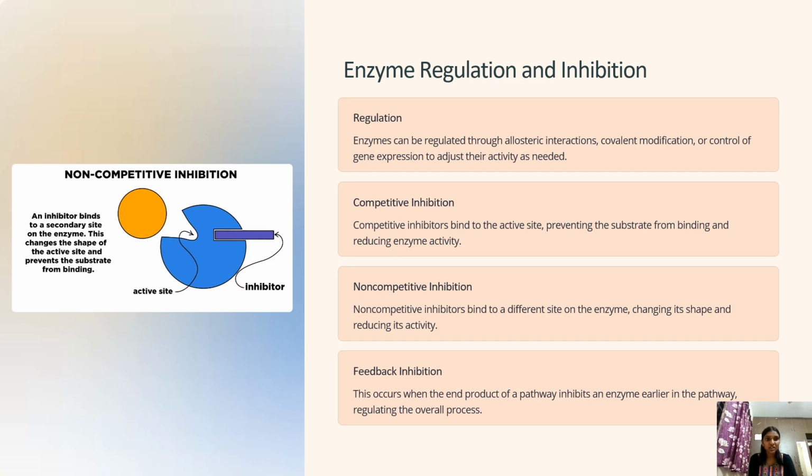Non-competitive inhibition: the inhibitor binds to a secondary site on the enzyme, and this changes the shape of the active site and prevents the substrate from binding. Feedback inhibition. This occurs when the end product of the pathway inhibits an enzyme earlier in the pathway, regulating the overall process.